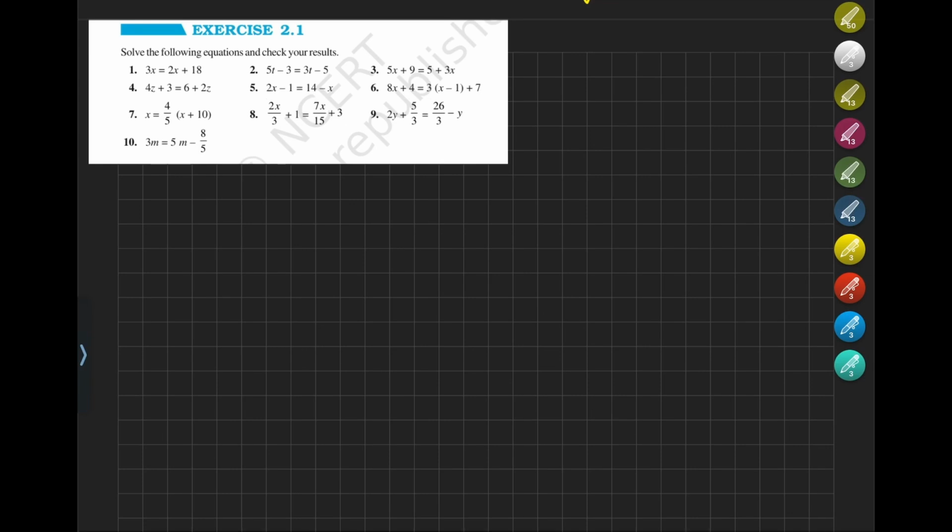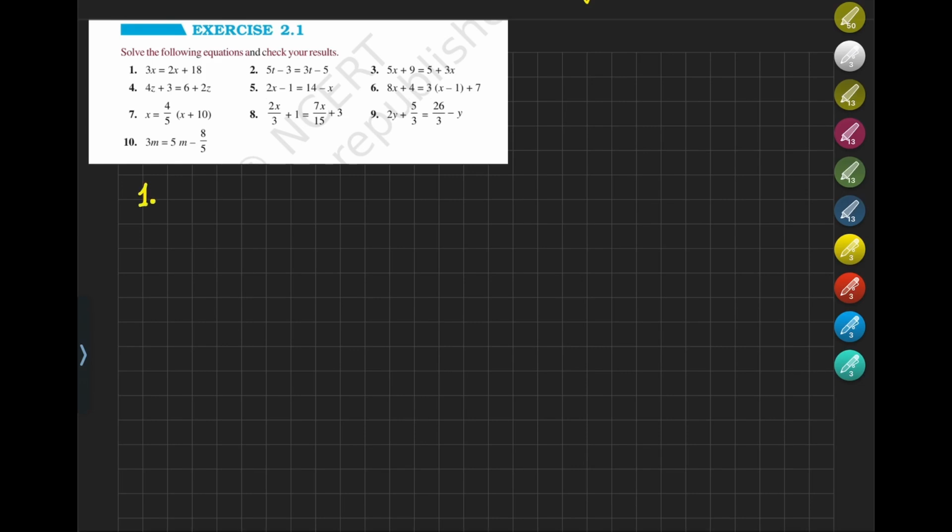Let's start with the exercise. First question. The question says solve the following equations and check your results. So if we look at the question, there are two parts. The first part is to solve and the second part is to check. Keeping that in mind, let us start with the first question.